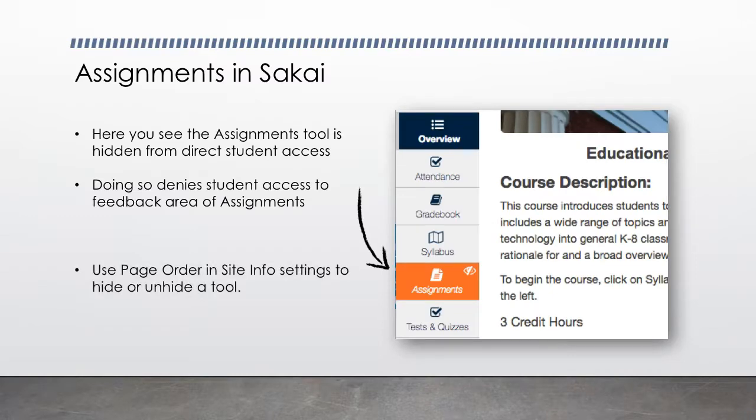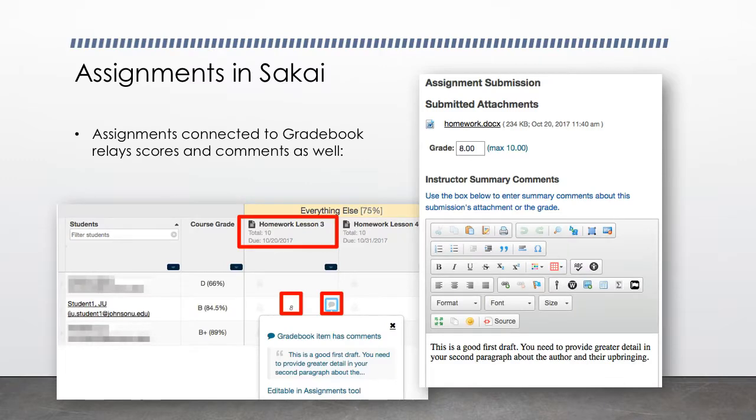To do so, go to Site Info to manage the visibility of specific course tools. If you've connected the assignment to the gradebook, the score provided and the comments given in the instructor comments area will display in the gradebook when the item is released to the student.